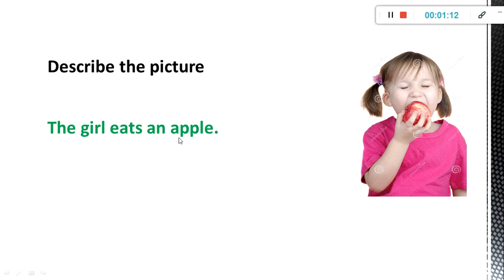What is the subject here? مين الفاعل عندي؟ The girl. طب مين الverb؟ Eats هي الverb. مين الobject؟ An apple ده الobject. Very good, girls. So, the girl eats an apple.